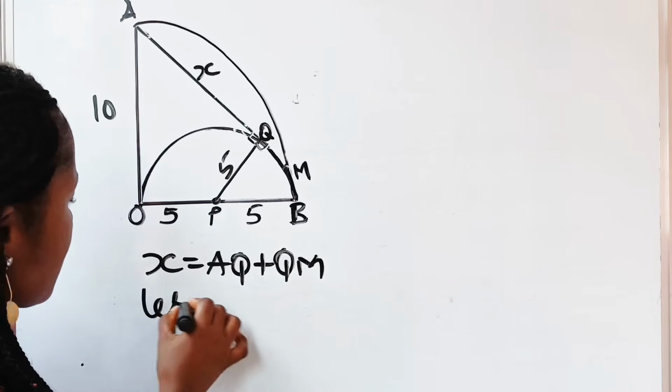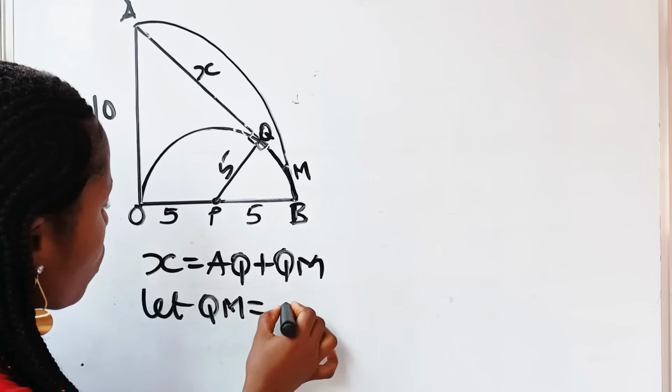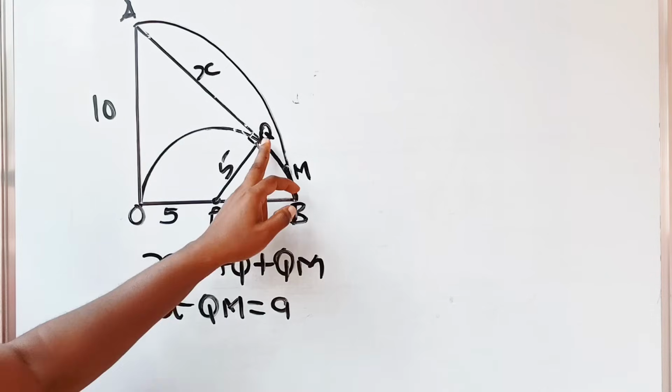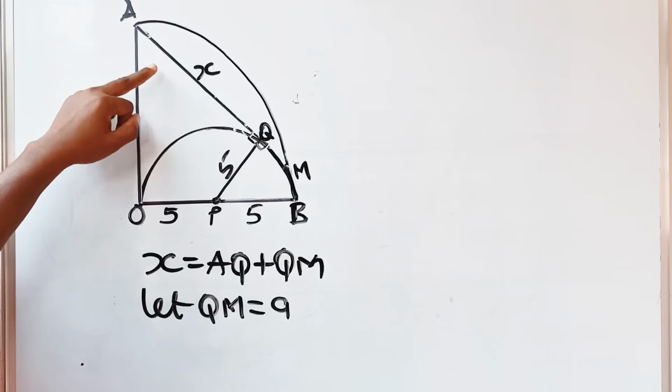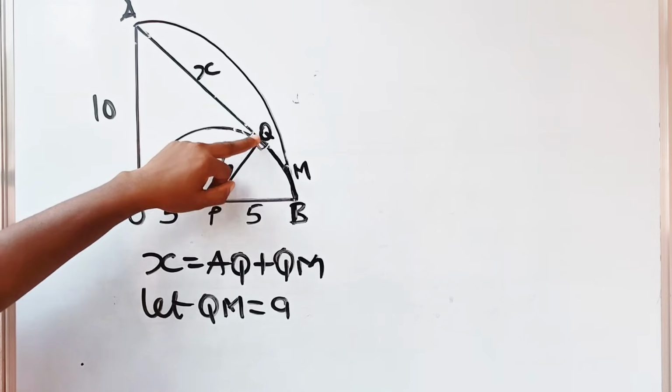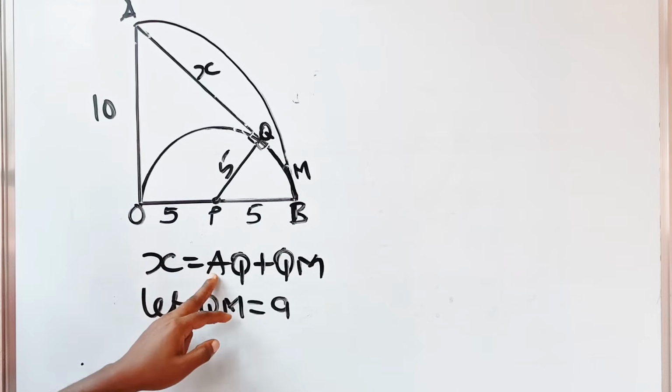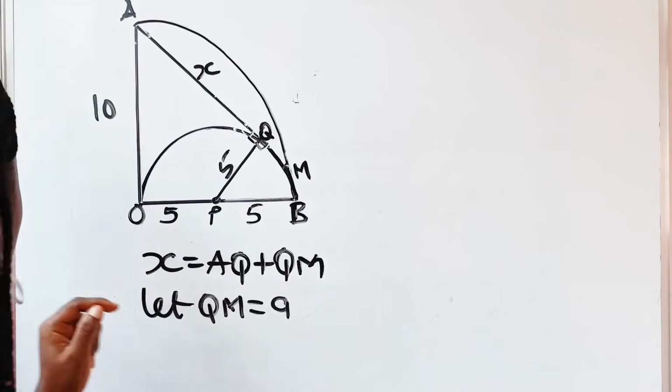Now let QM be equal to small a. So our QM is equal to small a. Now let us find our AQ and then find our QM to get x. Now AQ can be easily found. How? This is it.